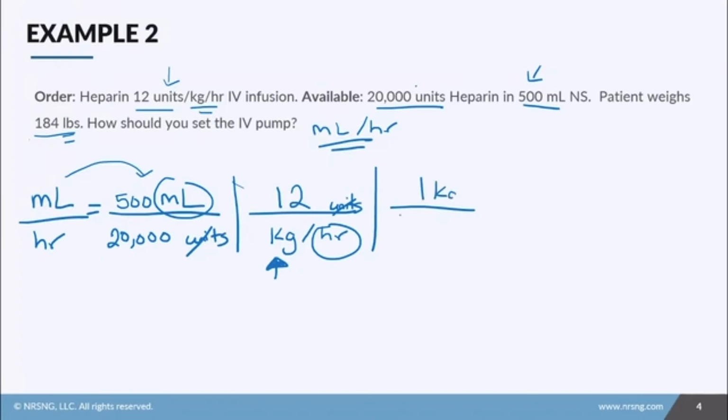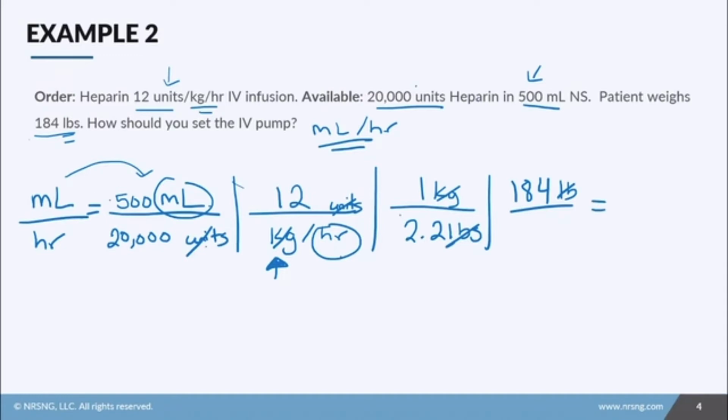1 kilogram is 2.2 pounds. Cancel kilos, bring the pounds up. What do we know? Patient's 184 pounds, cancel, cancel. So again, with dimensional analysis, the goal here is to cancel everything till we end up with only what we want. We've canceled everything except milliliters per hour, so we know we're good to solve.